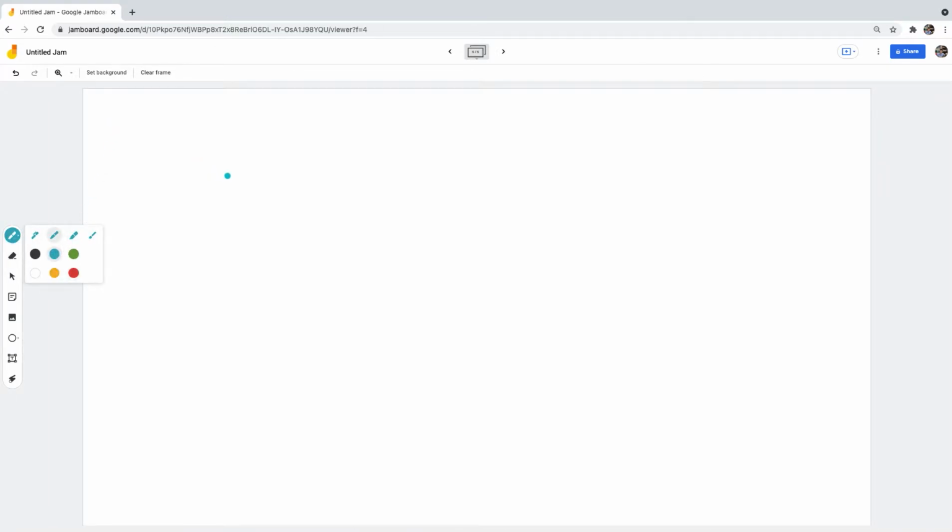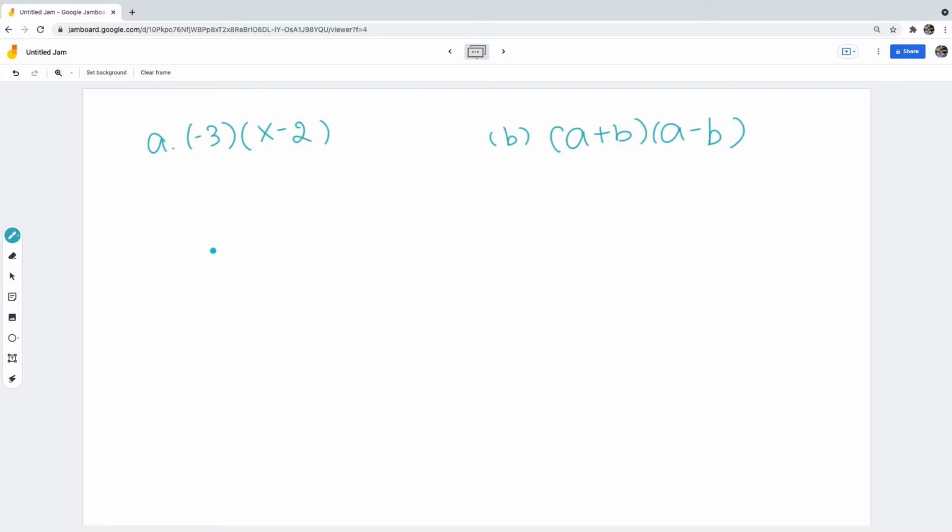Alright, so we have, in a, -3 times x minus 2. In b, we have a plus b times a minus b. Maybe some of you already remember this from your high school. Okay, anyways, we see that -3 is multiplied by x minus 2. So x minus 2 is a whole quantity. So we cannot separate them like this, right? Because we have to do the parentheses first and then multiply.